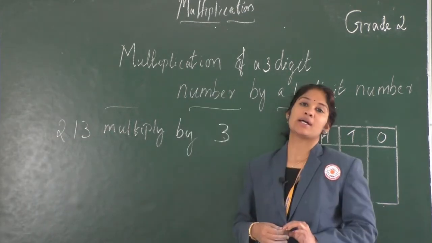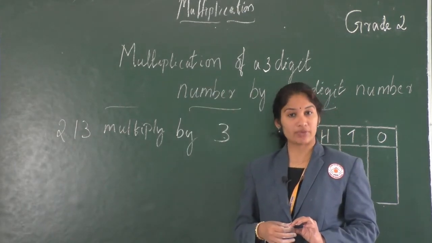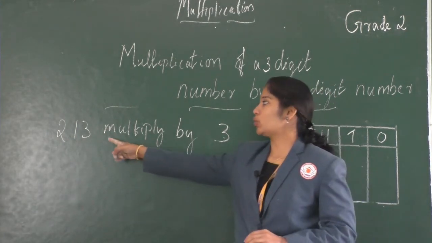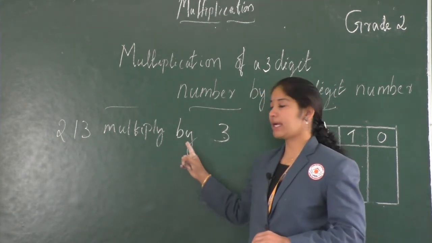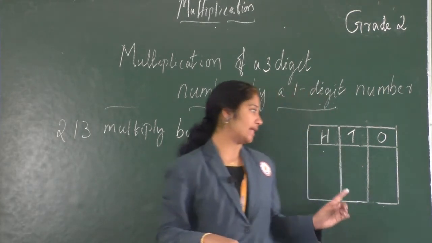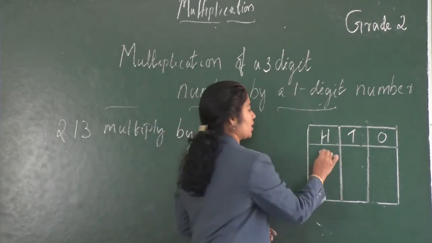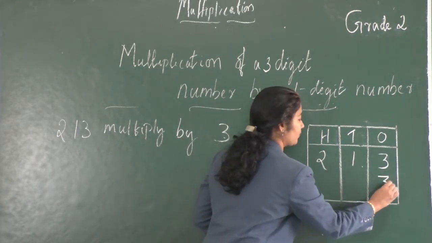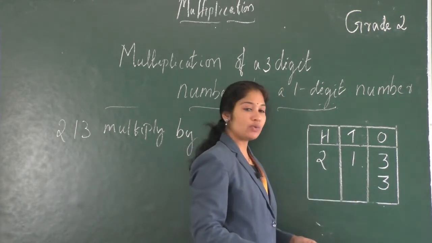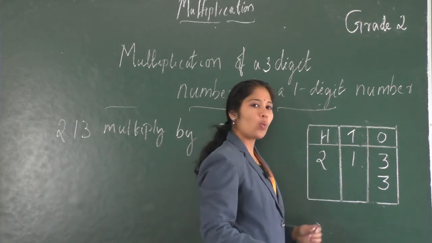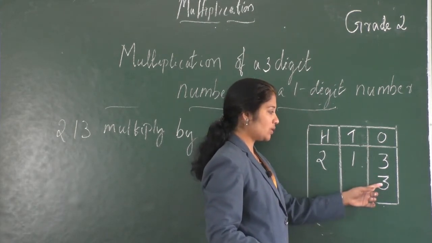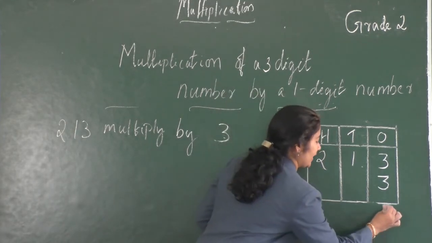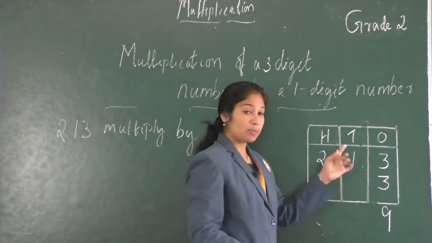594. Children, we'll take another example from the textbook, exercise 7E, first question, 213 multiplied by 3. We can write it in a place value chart. 213 multiplied by 3. First, which place do we have to multiply? Yes, ones place. In the ones place we have 3 and 3. What is 3 into 3? Yes, 9.